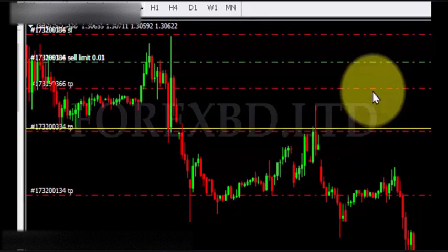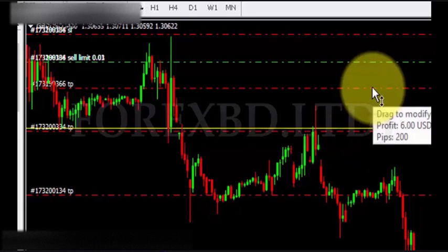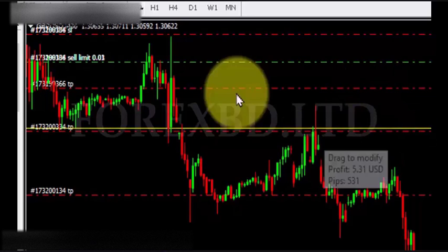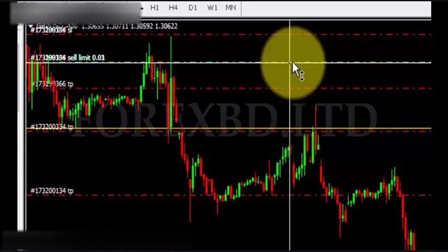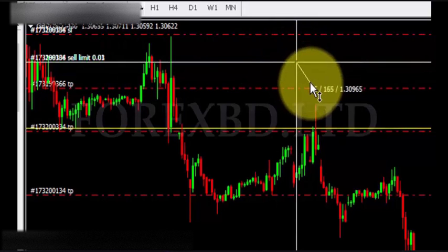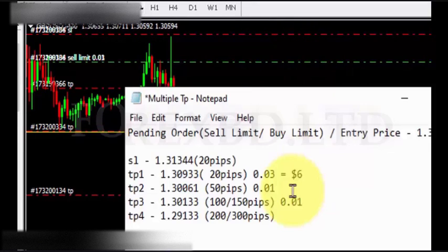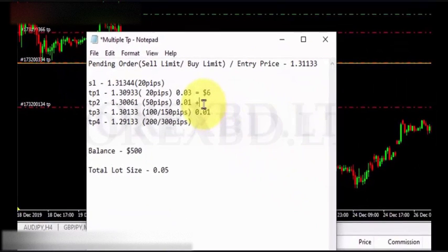Your lot size is 3 cent, your TP is 20 pips, so you get $6. Then if the second entry and third entry hit SL, you lose $4 because the lot sizes of those 2 trades are 1 cent and 1 cent and SL is 20 pips. So on the last 2 entries we lose $4 and on the first entry we get $6, so we earn $2.